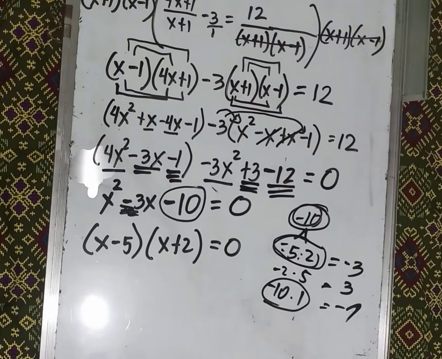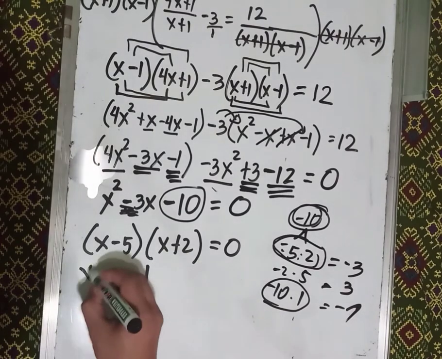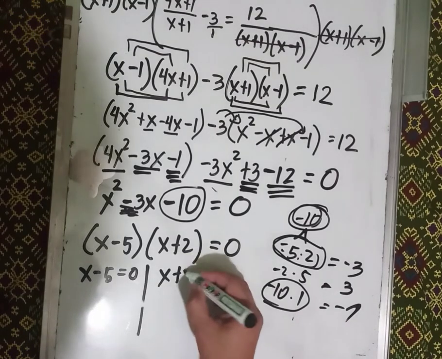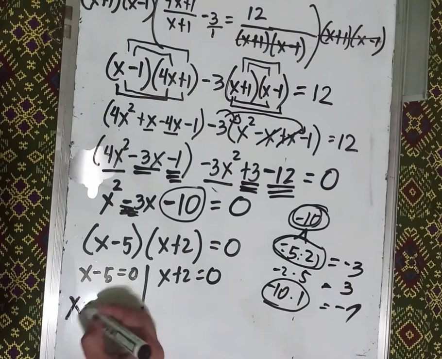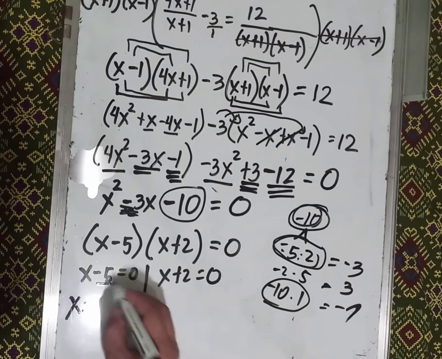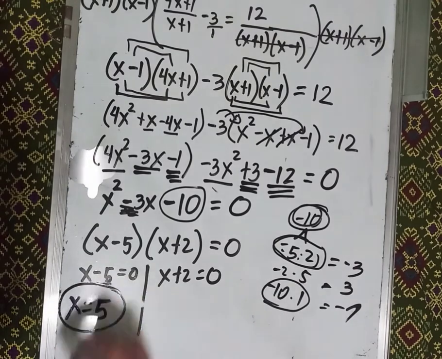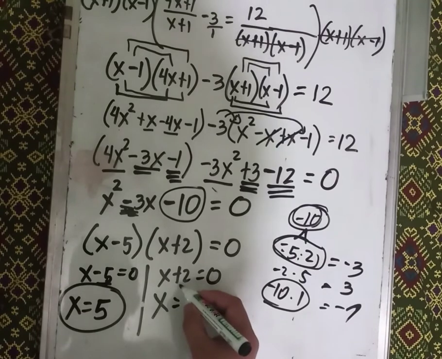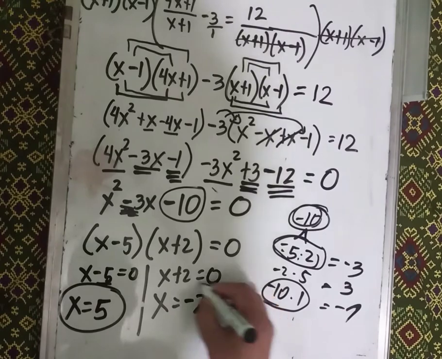Then equate lang natin yan sa 0, yung factor natin, to find the value of x. So that is x minus 5 equals 0, and x plus 2 equals 0. Then transpose: x equals negative 5. If we transpose, that is positive 5. That is the first value of x. And this one, x equals, since positive 2, pag transpose natin yan sa kabila, magiging negative 2.